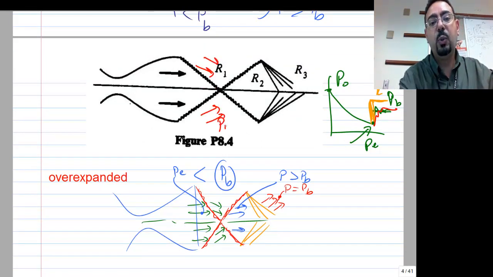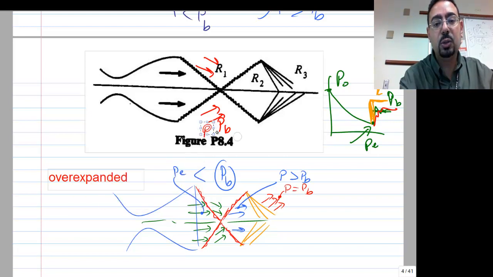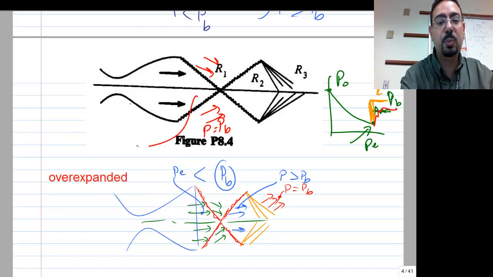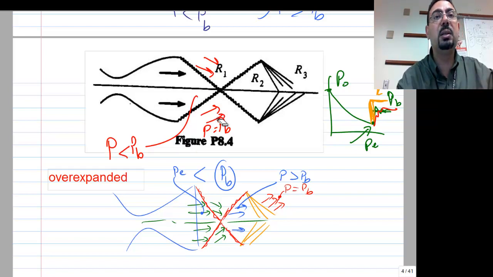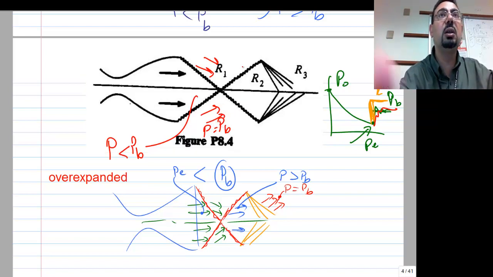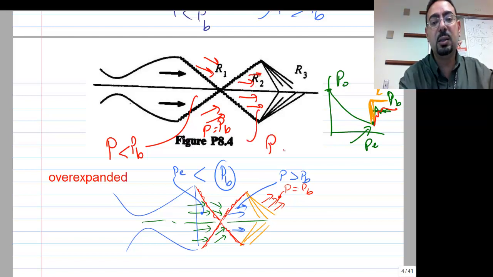So this guy is moving now with P equal to P back. So that's the right pressure. Obviously in this place, P was lower than P back. And here you compress it, but you are moving inward. That's not nice. So you straighten up, but what's the price? The price is that the pressure here is higher than P back.